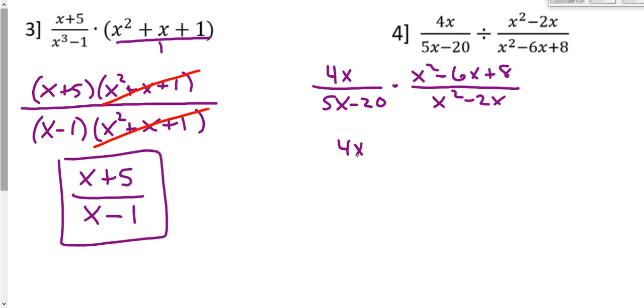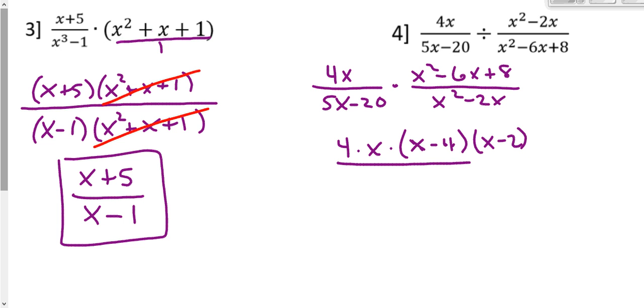So we have 4 times x. By the way, you don't have to write it as 4x. If it helps, you can think of it as 4 times x times whatever comes next. That way you know that 4 is a factor on its own and x is a factor on its own. They're not glued together. Now let's factor x squared minus 6x plus 8, and that would be x minus 4 times x minus 2. And on the bottom, we can factor a 5 out of the first denominator. So we have 5 times x minus 4. And then we can factor an x out of the second denominator, and we have x times x minus 2.